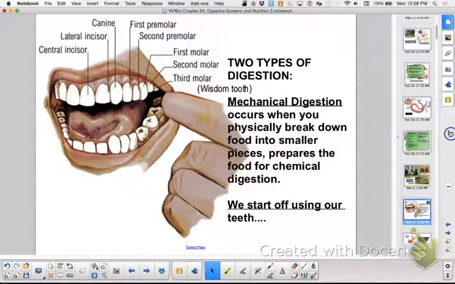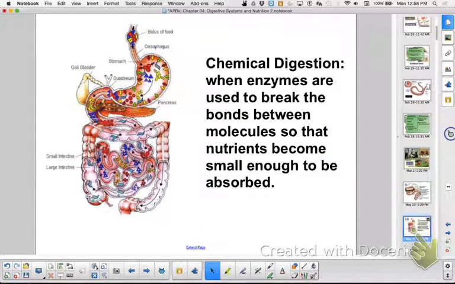There are two types of digestion, just to review. Mechanical digestion is when you're physically breaking food down into smaller chunks. And chemical digestion is when you're using enzymes to change the polymers into monomers that can be absorbed.